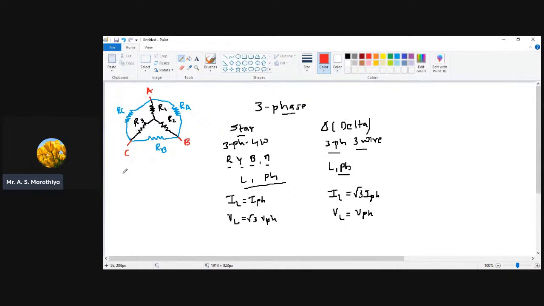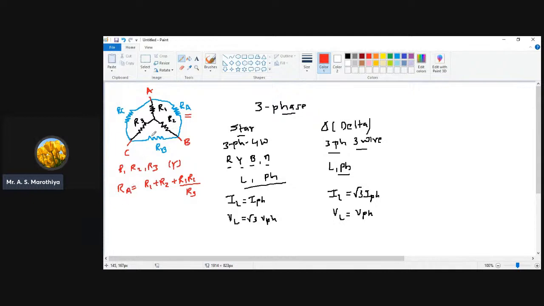So if you know R1, R2 and R3, that means you know the star configuration of a three-phase connected load and you want to find its delta equivalent, that means you want to find the value of RA, we can find the equation as RA equals R1 plus R2 plus product divided by opposite. So I can write here R1 plus R2 plus R1 into R2 whole divided by R3. This is very important.